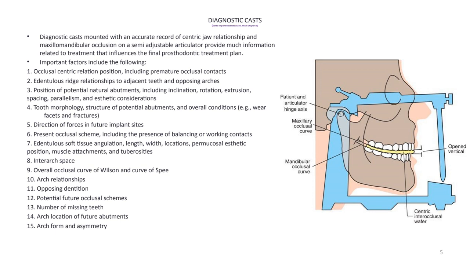So the vertical dimension can be increased when we do the final restoration up to 5 millimeters. And how do we decide this if we don't mount the cast? So the cast has to be mounted in case the dentist may say, can you open the vertical dimension 2 millimeters? So that's another reason why we need to mount the cast on a semi-adjustable articulator.